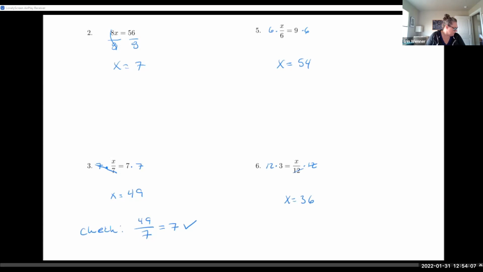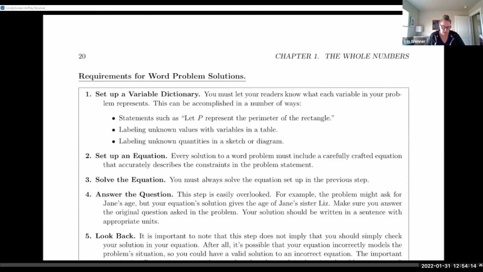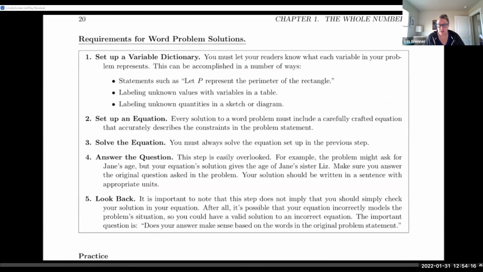Okay, so we've got word problems. I know, they're everybody's favorite. It's going to be fine. So page 20. We've got some suggestions for how to set up a word problem to solve it.